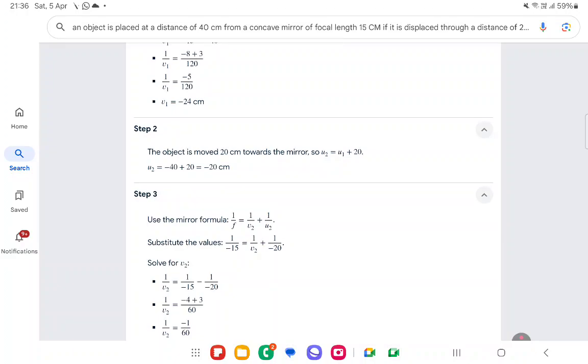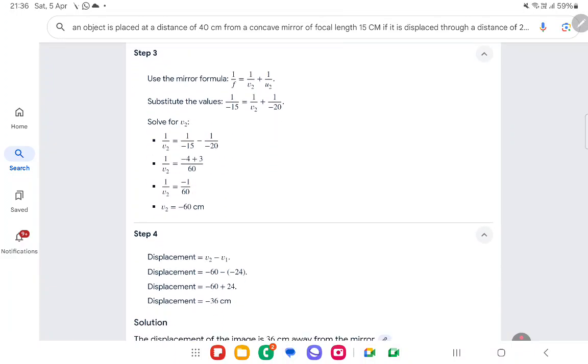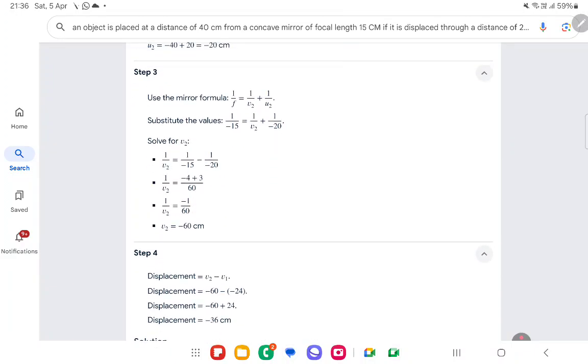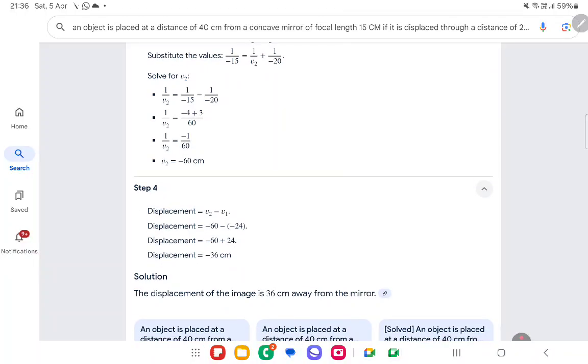You know that the first image was at minus 24 centimeter. The second image after the displacement is at minus 60 centimeter. How much is the image moved? It is this image distance minus that image distance: minus 60 minus of minus 24. So it would have moved through a distance of minus 36 centimeter, away from the mirror. Okay, this is the question and that's the answer for it.